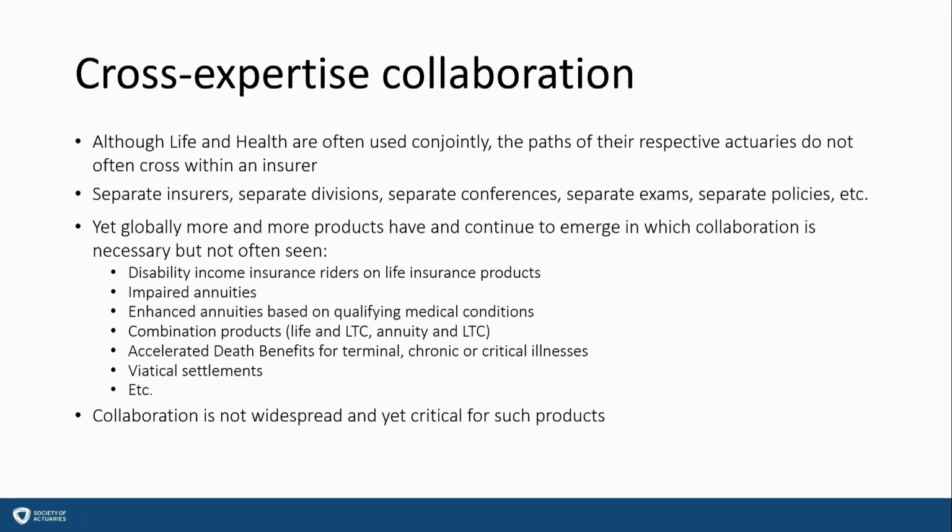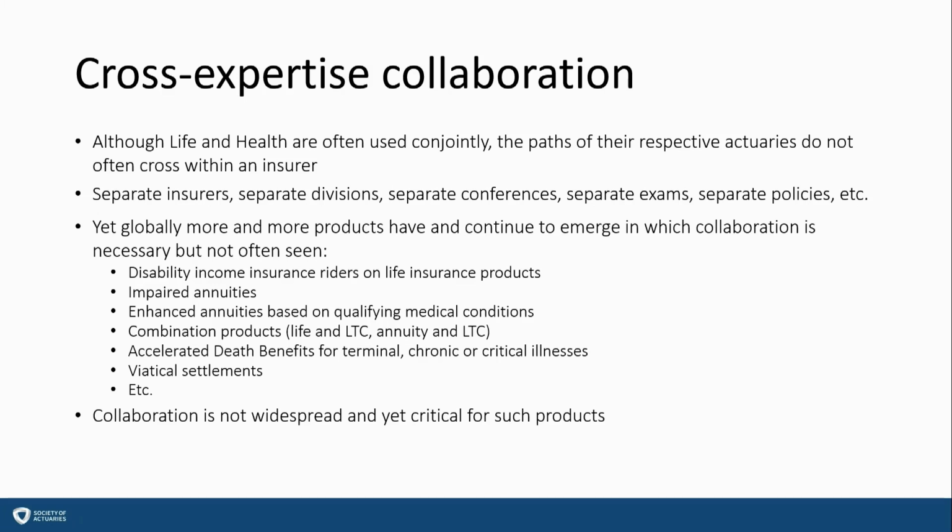Impaired annuities, we see them in different markets, basically underwritten annuities where people who are in impaired health get a higher benefit after some underwriting is done. Enhanced annuities, where you get a regular annuity where, if you meet certain claim criteria, you can get a higher benefit paid to you. And then we see all the combination products, and if you work in the US markets, you will come across those, combining life and long-term care or annuities with long-term care, accelerated death benefit for terminal, chronic, or critical illness products, viatical settlements. All these products you're starting to see emerge in various markets.